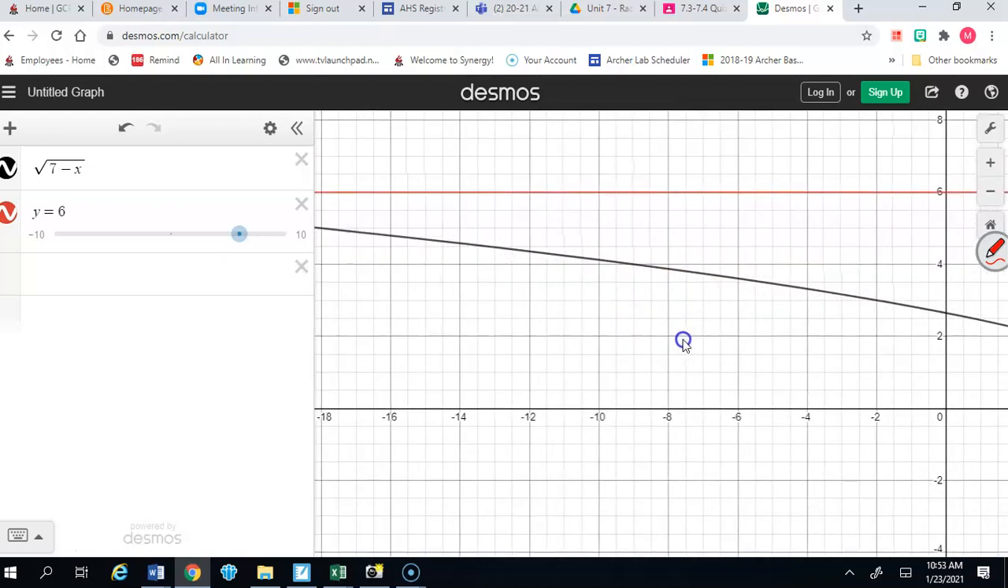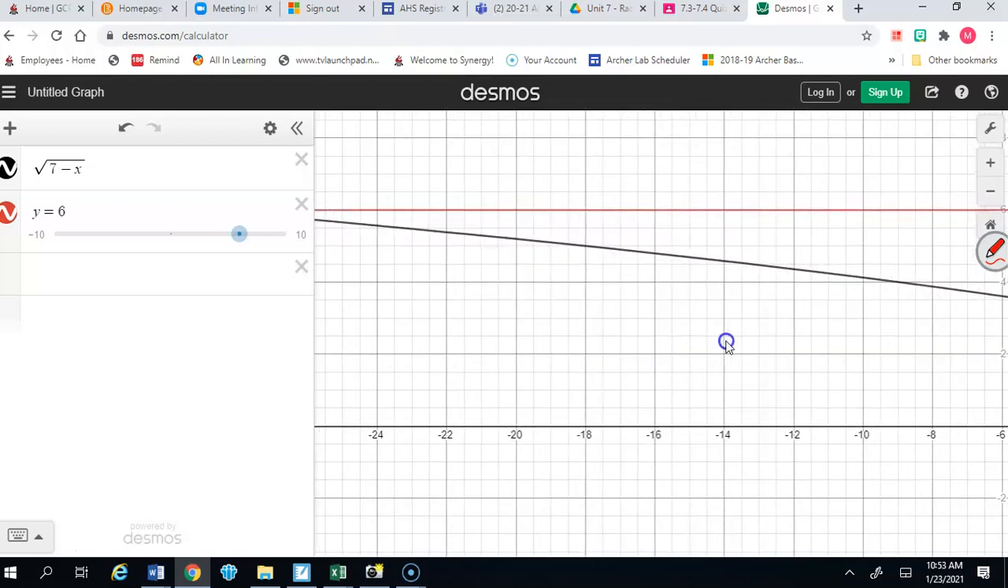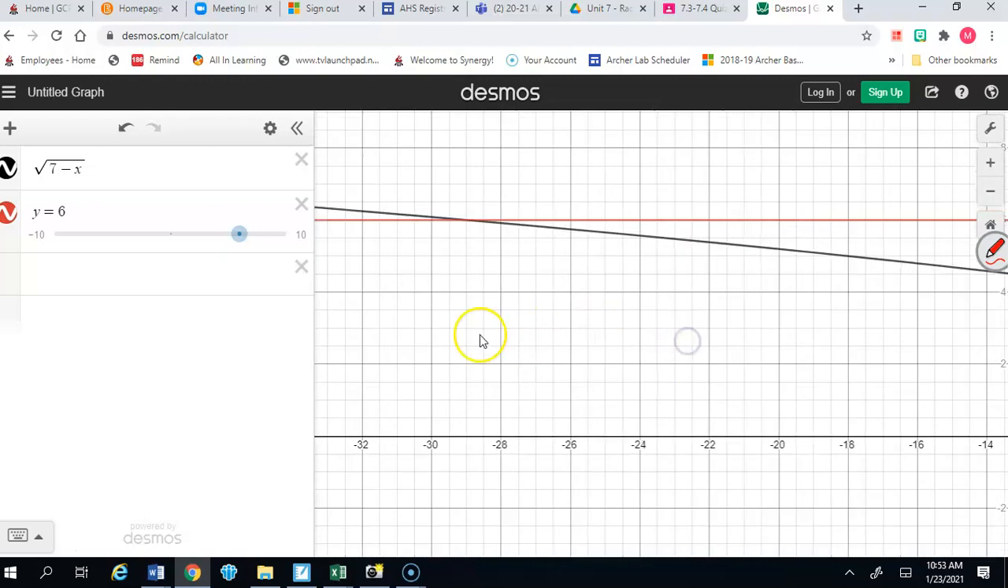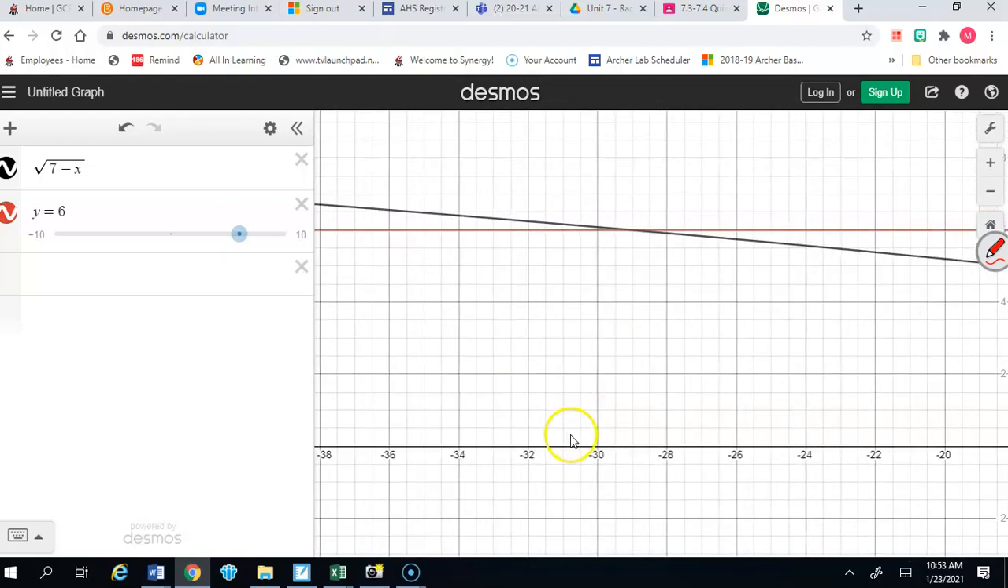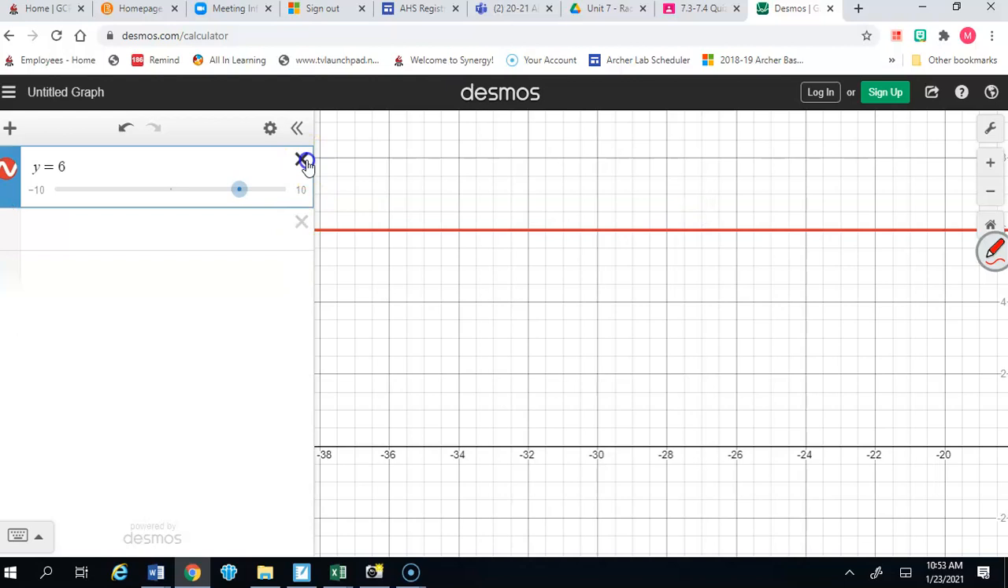Now, what we got for our answer was -29. So we can scroll over here. Notice I'm just picking this up and moving it. And yeah, that looks like it's about at -29, right? Yep, it is. See that? So that's where the two graphs intersect at the x value of -29. All right, now let's look at number 4.